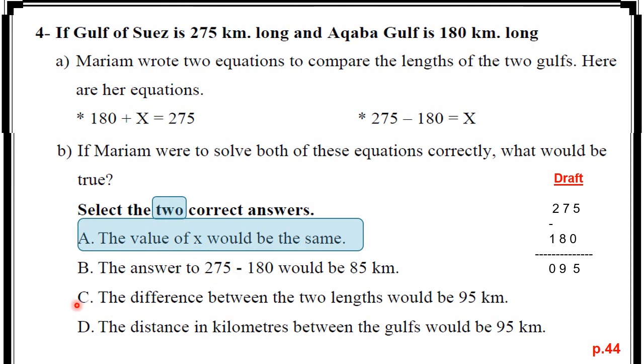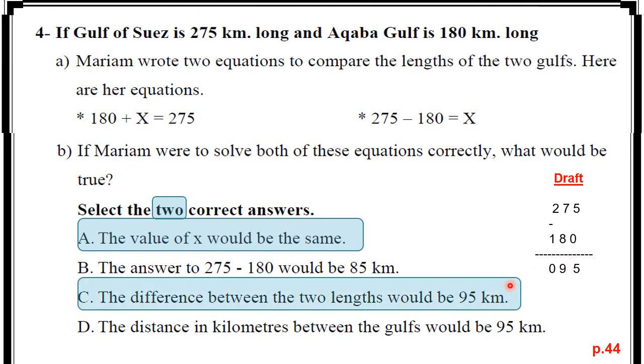And now in letter C, the difference between the two lengths would be 95. Yes, we checked and here it was 95. So here also a right answer. In letter D, the distance in kilometers between the two gulfs will be 95. No, we are not talking about the distance. We are talking about the length. So the correct answer is A and C.